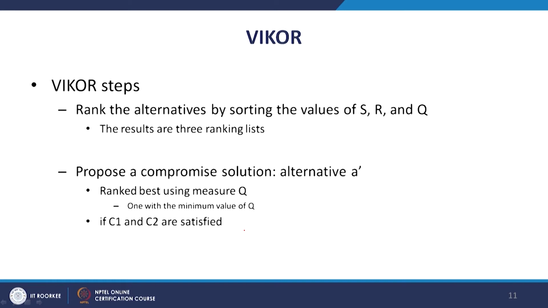Now, once we have computed the values for all the alternatives for these three metrics S, R and Q, we are in the next step. What we are going to do is sort the alternatives by these values S, R and Q. So, at the end of this step we will get 3 ranking lists, and using these 3 ranking lists we are finally going to determine our compromise solution.